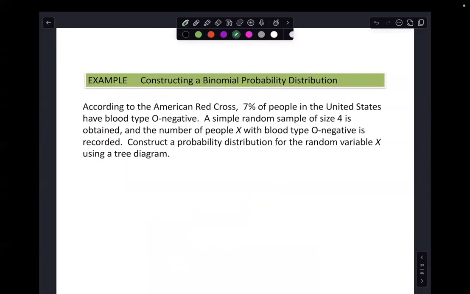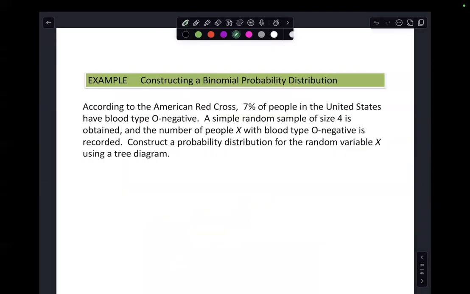So according to the Red Cross, 7% of people in the United States have type O negative blood. A simple random sample of size 4 is obtained, and the number of people with type O negative is recorded. And we're going to construct a probability distribution.